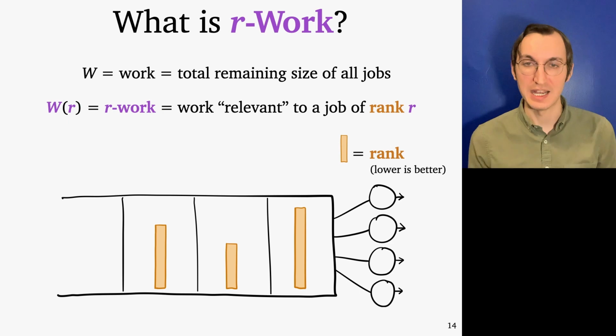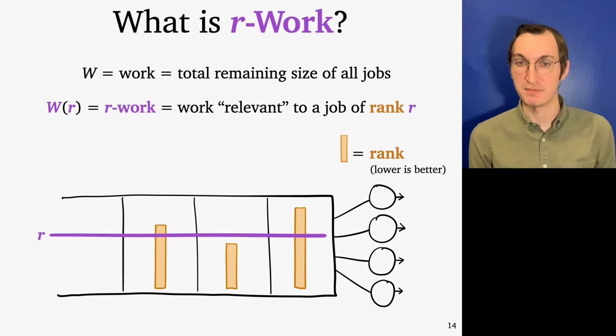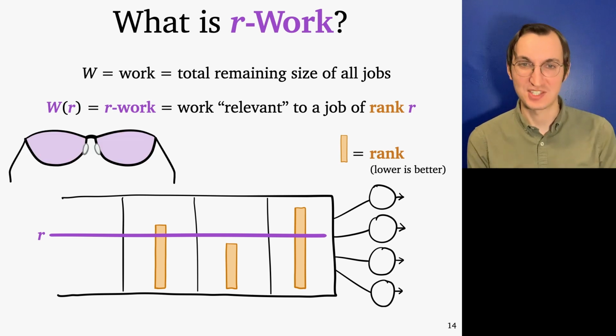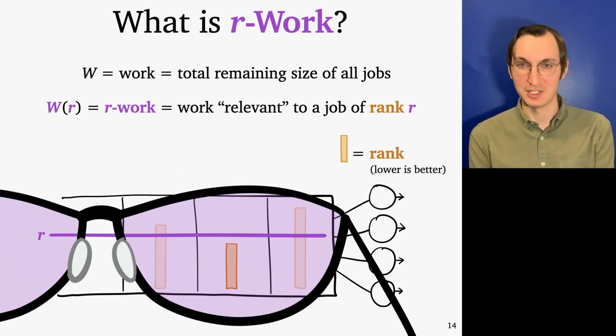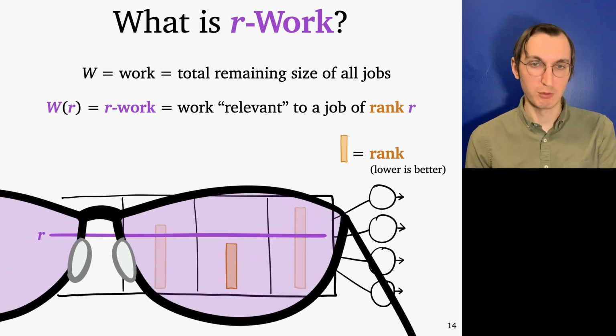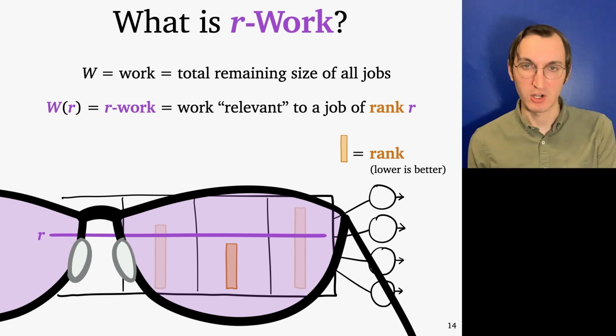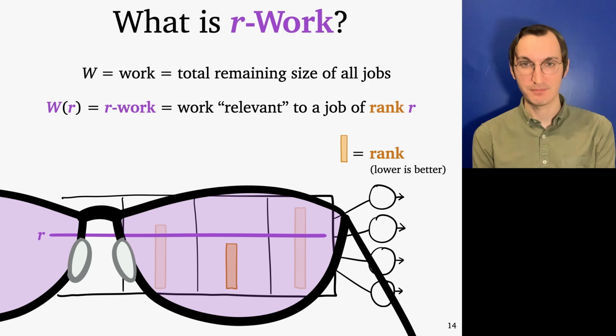And I'm going to draw a line, which is like a rank cutoff at some value of R. And what our work is saying is, let's put on some kind of rank R sunglasses that only show us jobs of rank R and below. And the work that those jobs will have while they're still below rank R, that's what R work is.